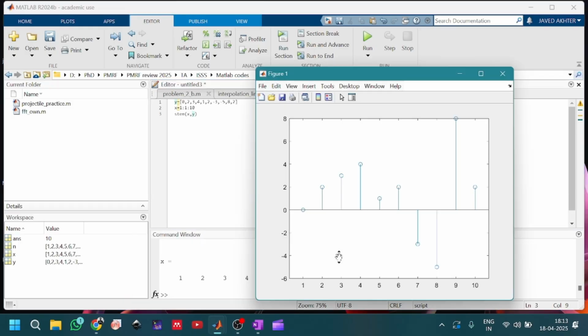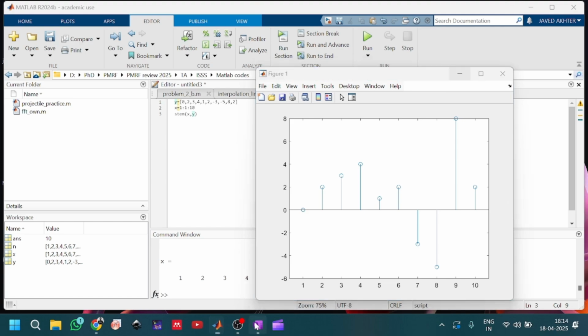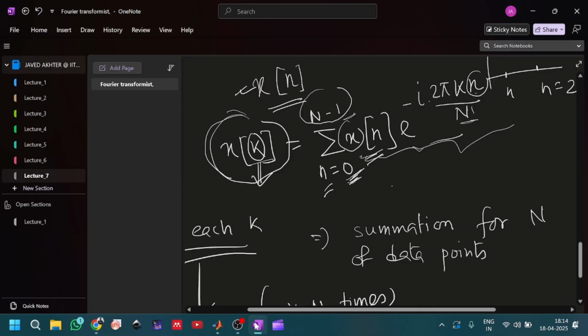So here you can see that for x equal to 0, you have this y value. For x equal to 1, you have y value 0. For x equal to 2, you have your y value to be 2. For x equal to 3, you have your y value 3, and so on. So this is how your data points look like. So this is the signal. Suppose this is the signal that you are getting. Now suppose you want to perform the Fourier transform. So how will you do that? Let me look at the formula of the Fourier transform.